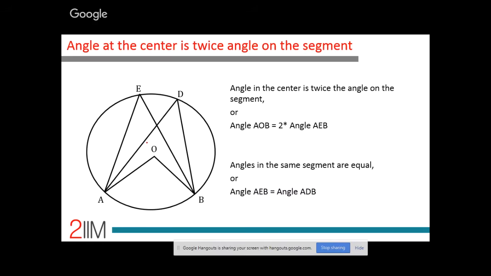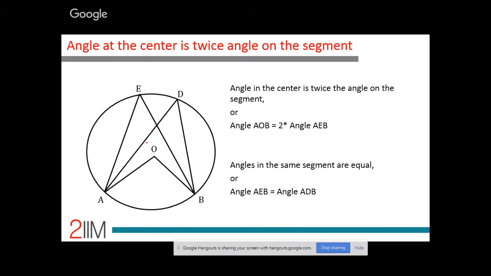One property with angles: angle at the center is twice angle on the segment. So if a circle is like this, angle AOB is twice angle AEB, which is equal to angle ADB. Direct takeaway from this, angles in the same segment are equal. Angle AEB is equal to angle ADB. Any point you find on the major arc BA will make the same angle between A and B.